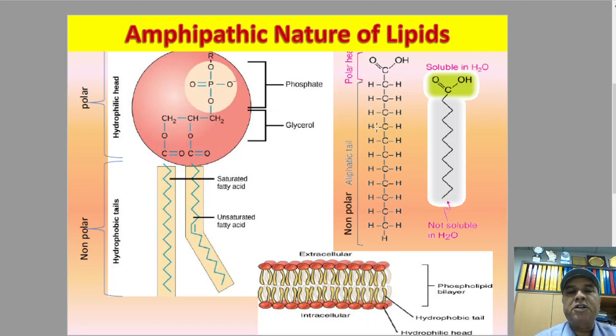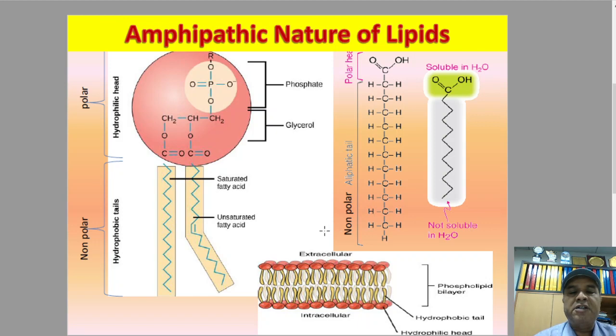Here you see the structure of the fatty acids. It contains the long-chain aliphatic tail, which is non-polar in nature, whereas it also contains the carboxylic acid group, COOH, which is highly polar, soluble in water and polar in nature. So in a fatty acid also, this part is the polar head and this part is the non-polar tail.